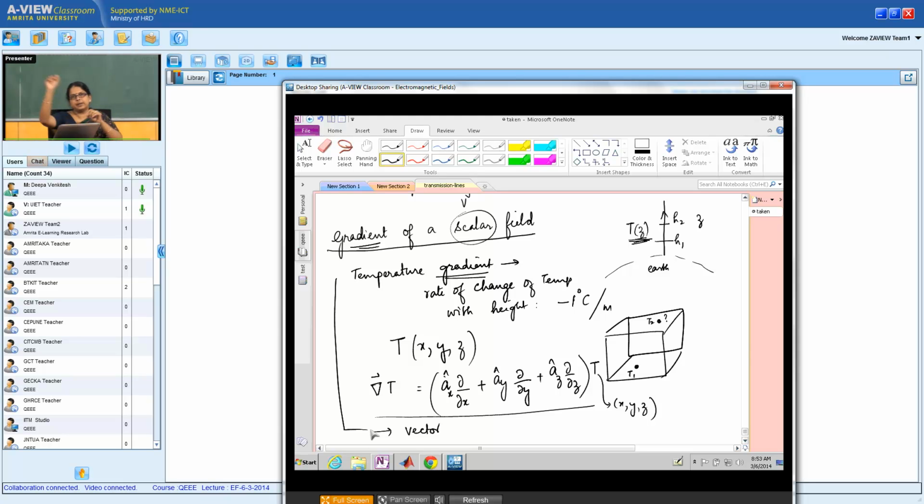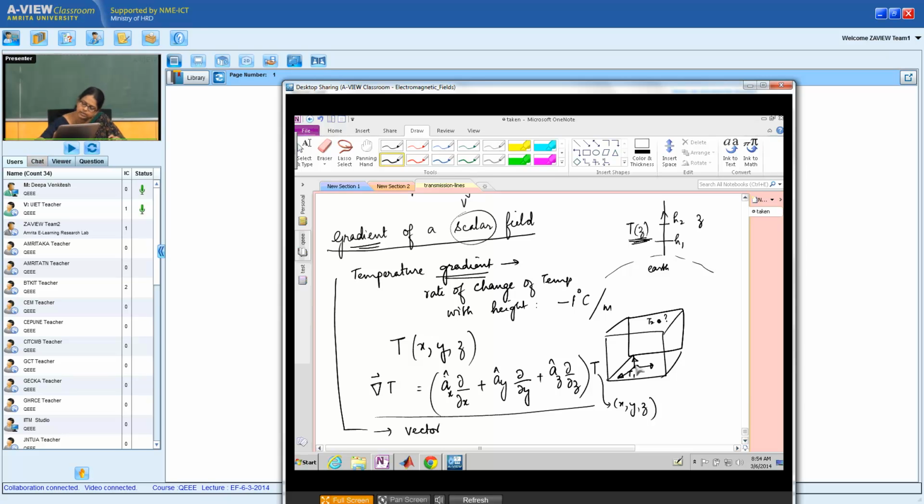Because temperature is varying as a function of space, if I want to know what the change is, you have to tell me in which direction. If I go in this direction, the change is different. If I go in this direction, the change is different. You have different changes in each direction, which means the gradient has to be a vector.